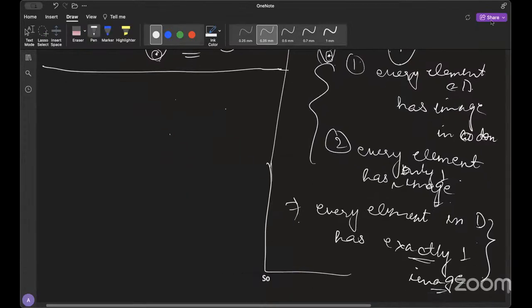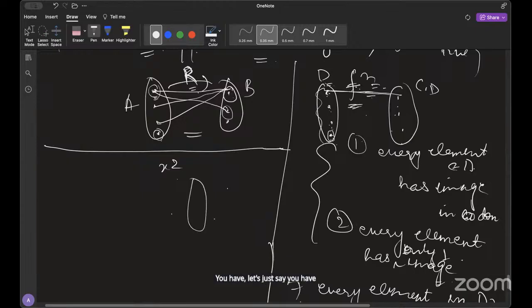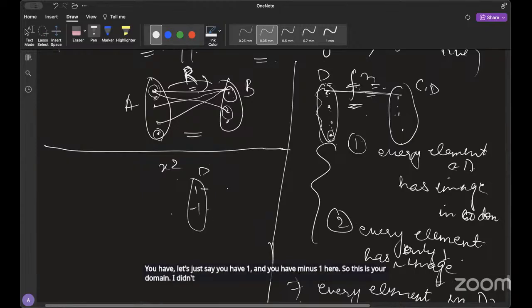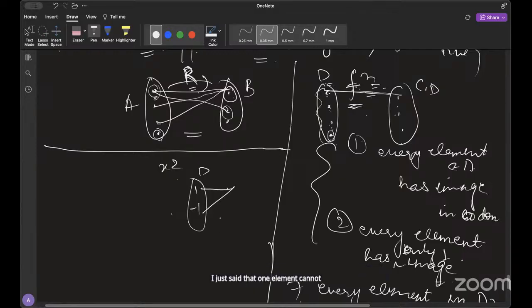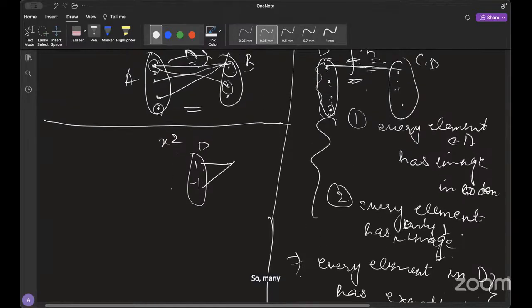So what we've written here is that when you talk about x square, let's say you have 1 and you have -1 here. So this is your domain. I didn't say that two elements cannot have the same image. I just said that one element cannot have two images. That's what I said. That's what this means, that it has exactly one image. So many inputs to one output is possible, but one input to two outputs is not possible.